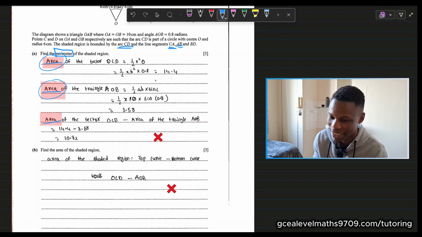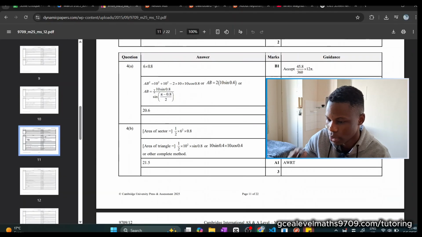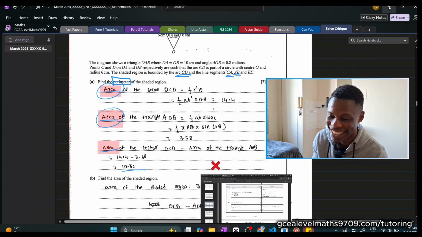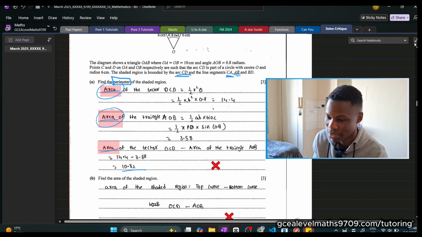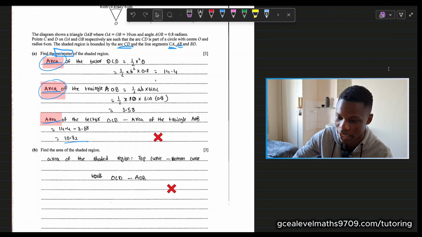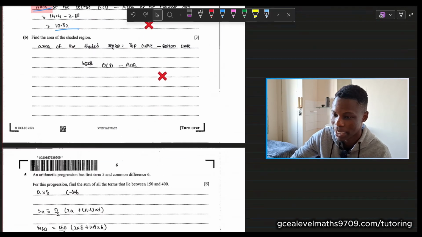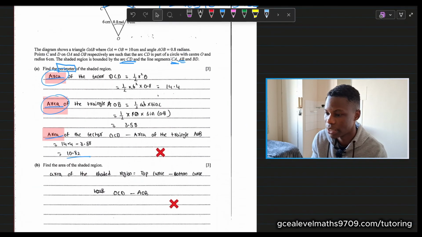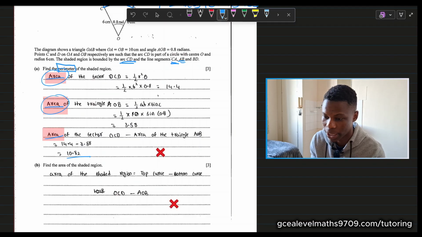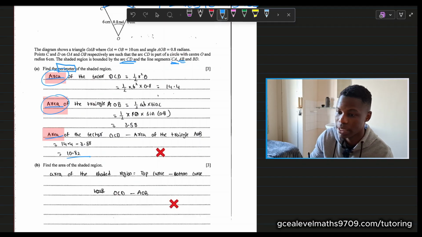And actually, let me check. Is the answer even 10.82? Because it would be hilarious if you wrote the correct answer for part B in part A. Nope, never mind. It's wrong anyway, so that's fine, no worries. But it would have been funny if you wrote the correct answer in part A and then didn't write it in part B. But anyway, clearly circular measure is a major weakness for you here. You probably need to work a lot more on that.